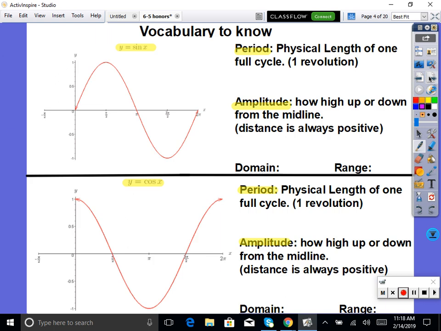Okay, let's test your abilities. Oh, no, sorry. Before we test your abilities, write these things down. Learning some new vocabulary. Here's what sine looked like. Here's one cycle for sine. 0 max, 0 min 0.